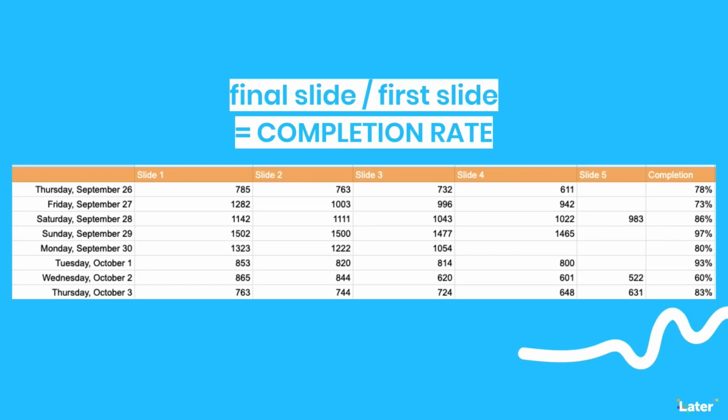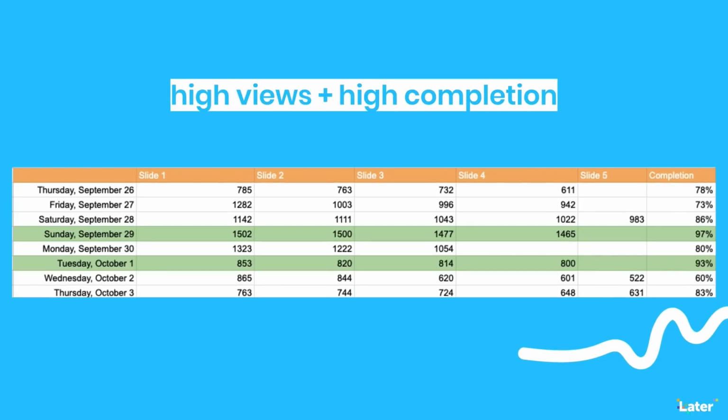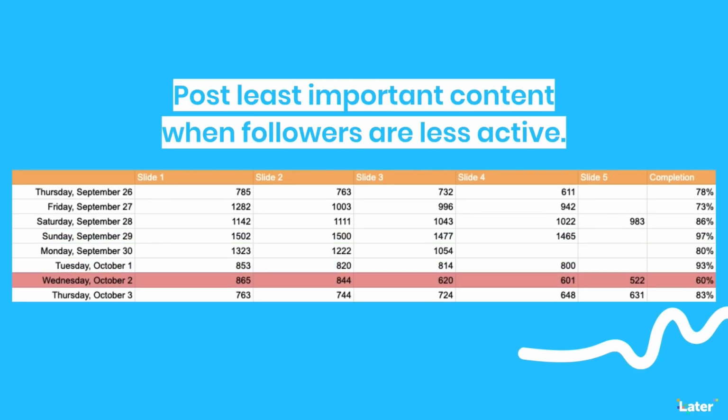Here you can see the days with high views and high completion rate as kind of our sweet spot, and that's when we're gonna wanna be posting our most important content. And then the days with a low completion rate or low views is when we're gonna be posting our less important content because our followers are a little less active.